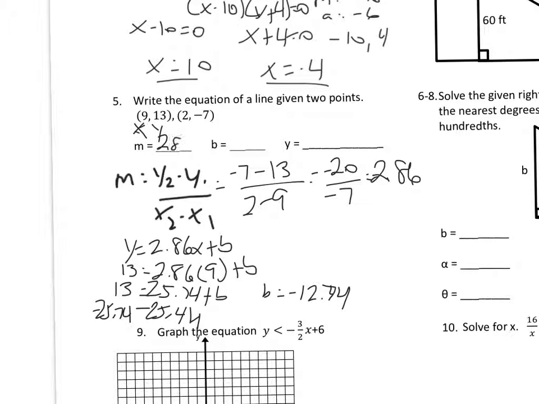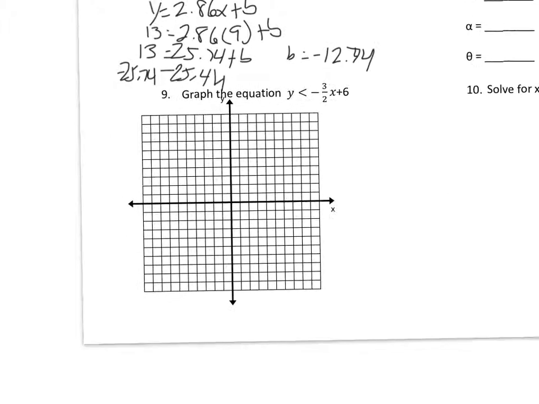So we have 2.86 is my slope, negative 12.74 is my y-intercept. You obviously could leave them in fraction form if you'd like to. And then the equation is 2.86x minus 12.74. That's my b. Okay, question 9.